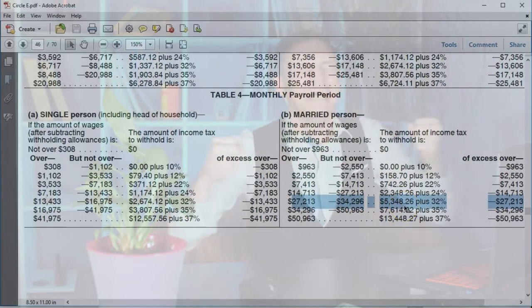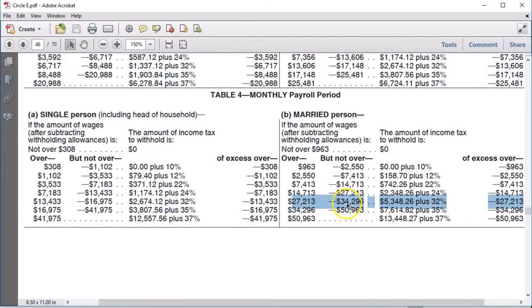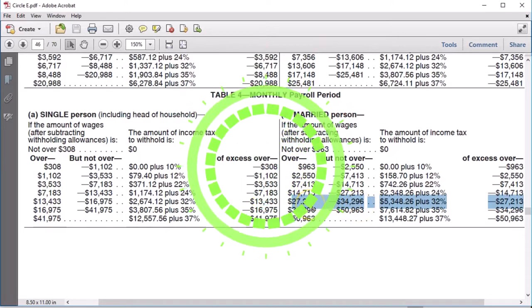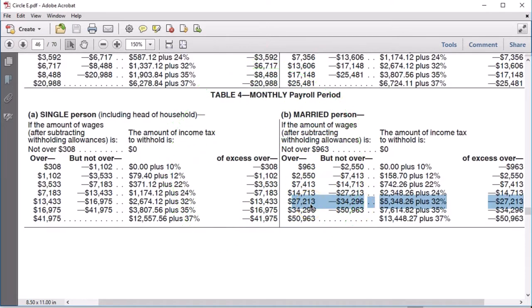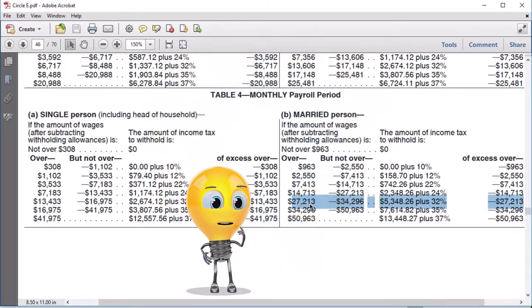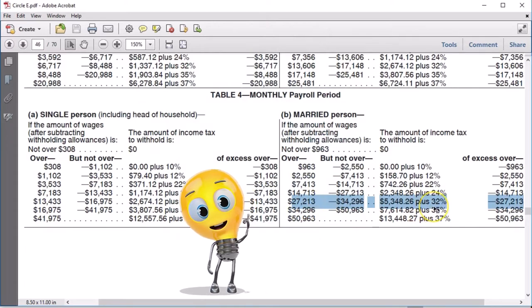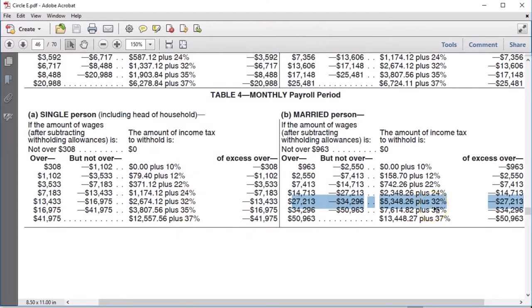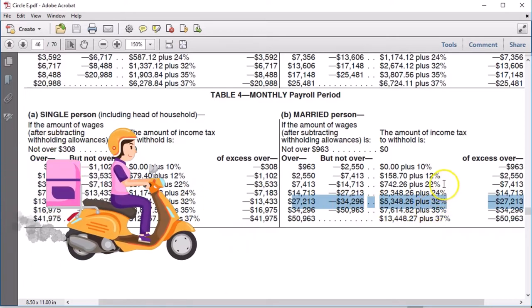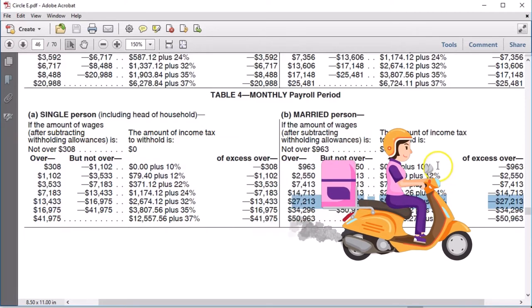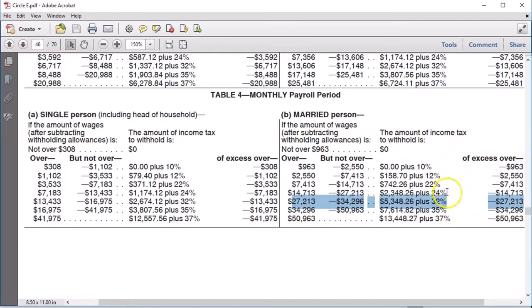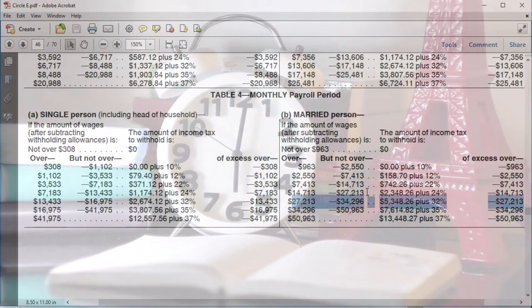5,348.26. What we need to calculate is the amount that falls within this time period, because we're not at the next time point. We're not at the 34,296. So whatever's between what our rate is, which is the 33,962, minus the last point that we calculated exactly what the tax is at, 27,213, that's the only amount that's going to be taxed at the 32. Our prior income at the highest rate was taxed at 24, 22, 12, and 10. So all those brackets, we don't have to recalculate, because it's able to calculate it on the table based on this last point in time, the highest wage rate before the bracket that we are in. It's able to calculate that.